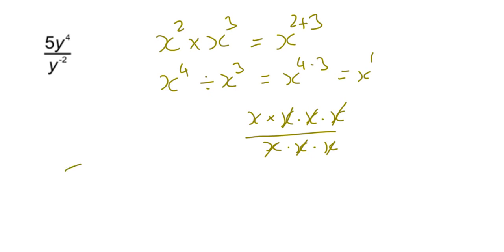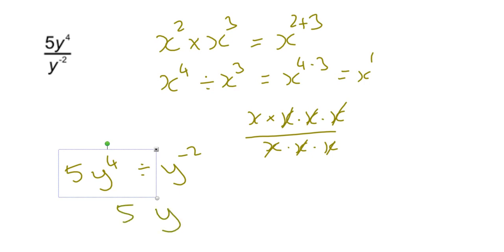So we have 5 times y to the 4 divided by y to the minus 2. So we write that as 5 times y to the 4. Now, because we're dividing, we're going to subtract. So 4 minus negative 2. And that is 5 times y to the positive 6. 4 take away negative 2.